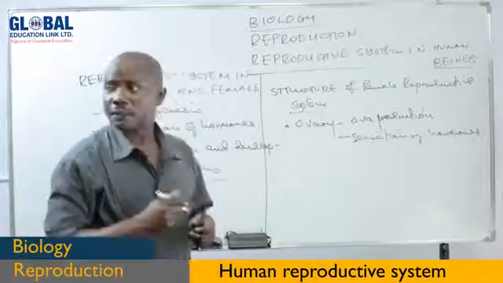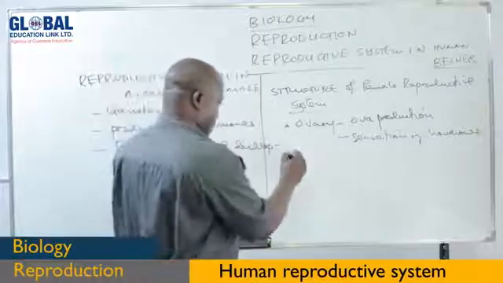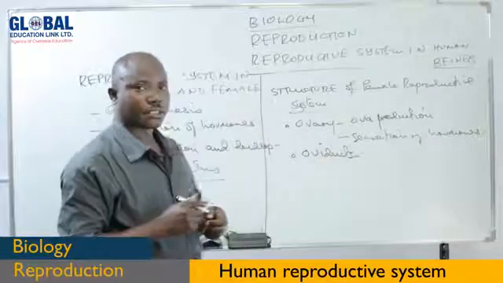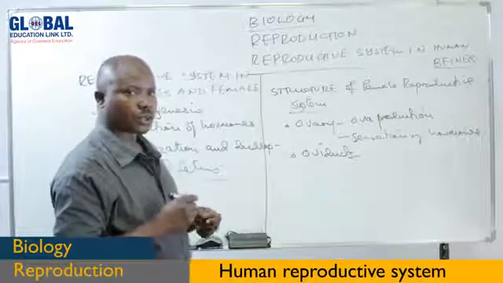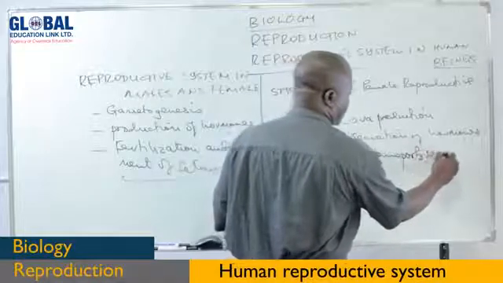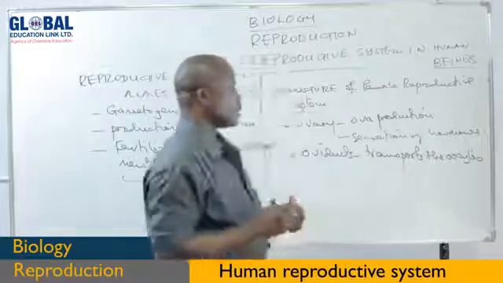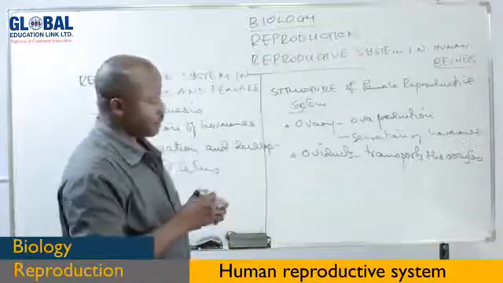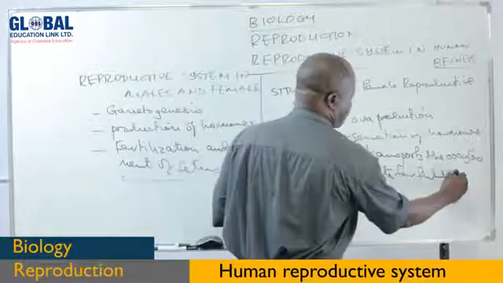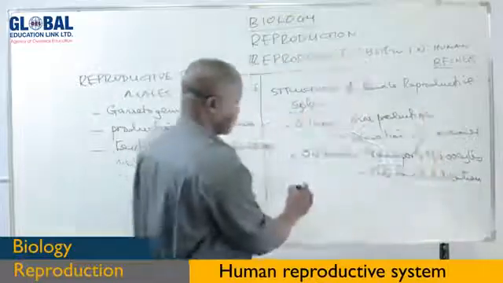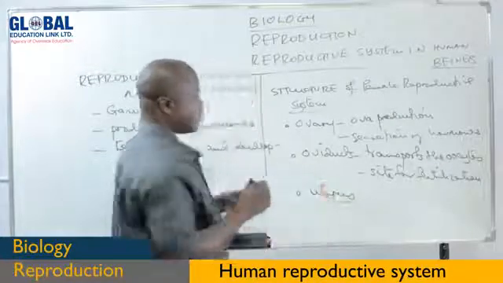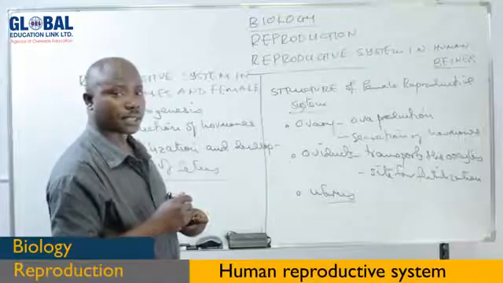Another structure that makes up the female reproductive system is the fallopian tube or the oviduct. The oviduct transports the oocytes to the uterus, but also forms the center where fertilization takes place. But also there is the uterus. The uterus is the site where the fetus develops.